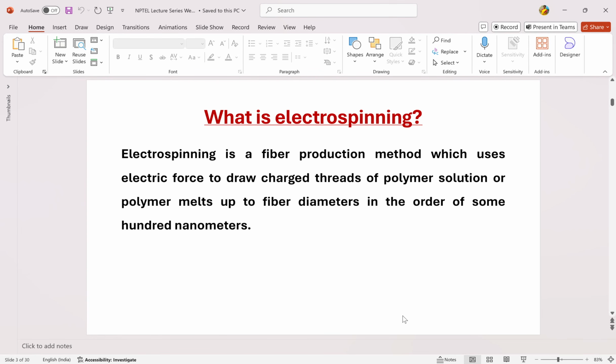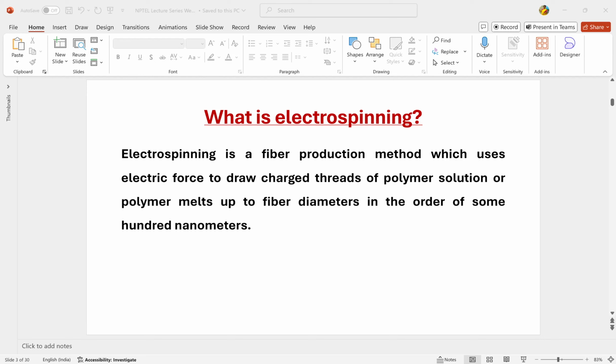So what is electrospinning? Electrospinning is a fiber production method which uses electric force to draw charged threads of polymer solution, or polymer melts, up to fiber diameters in the order of some 100 nanometers. So your nanofibers will be which kind of material? 0D, 1D, 2D, 3D, which kind of material? Nanofibers will be which kind of material? 2D? No, you're wrong. Sorry, not 2D. Think about it a little bit more.